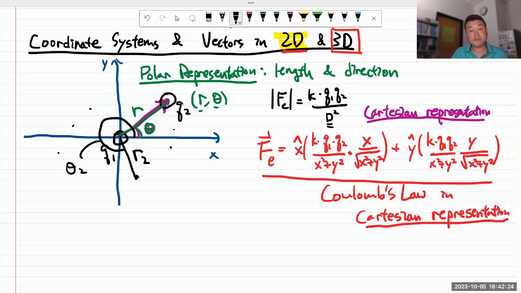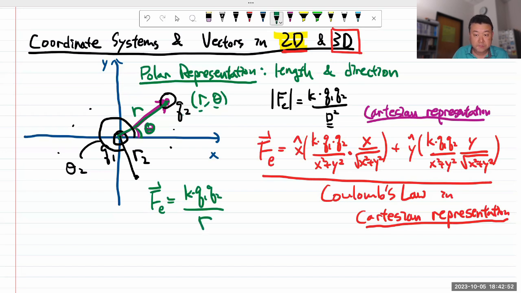And in the polar representation, Coulomb's law looks super beautiful. It's still going to be a vector law because it describes a force, and it'll look like the magnitude, the length, which will be the Coulomb constant times the product of the charges divided by, let me use the letter r, the distance between the source charge and the charge that's feeling the force.